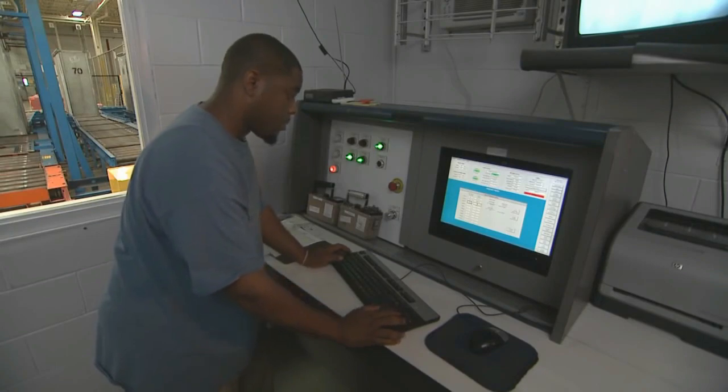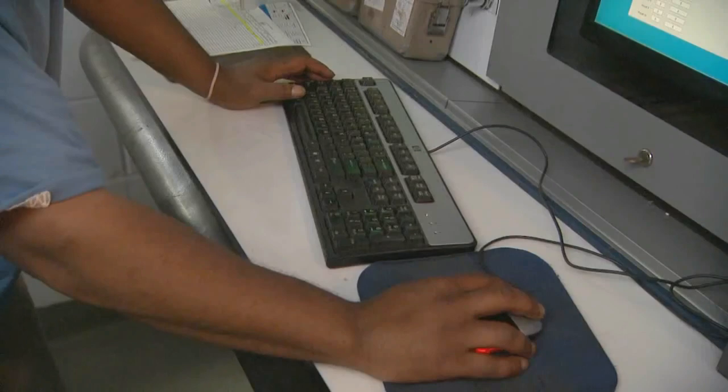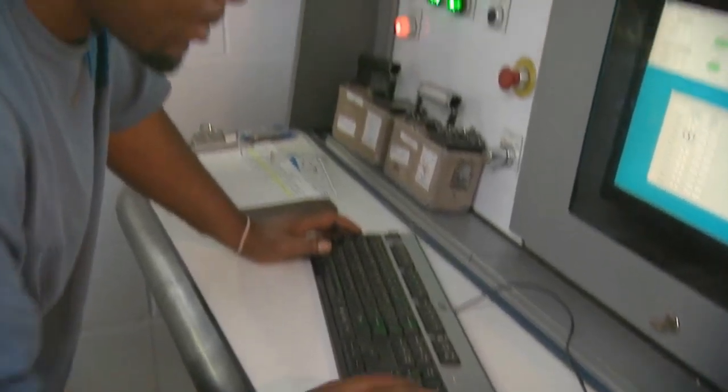Next, our specially trained and certified operators enter and verify the product-specific cycle parameters in the control system, and the cycle begins.